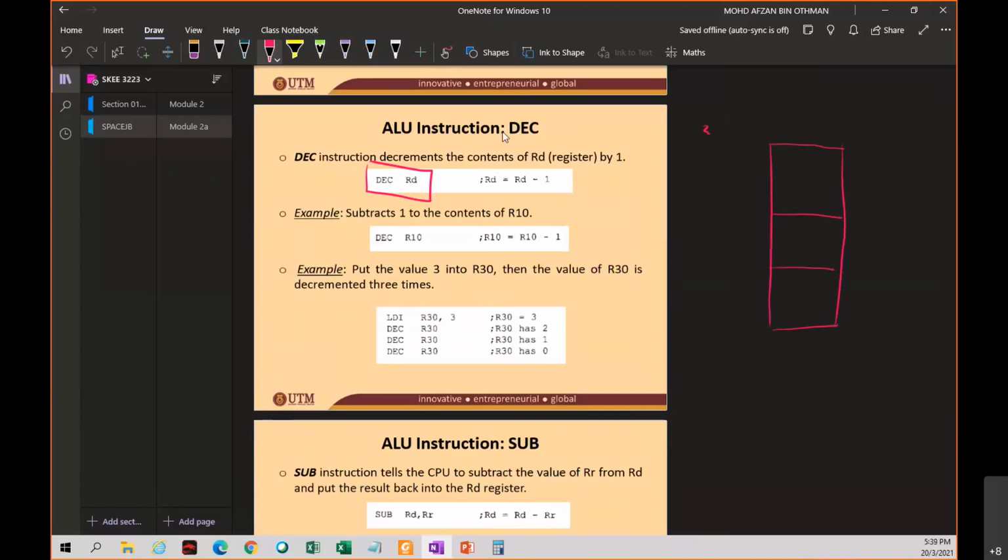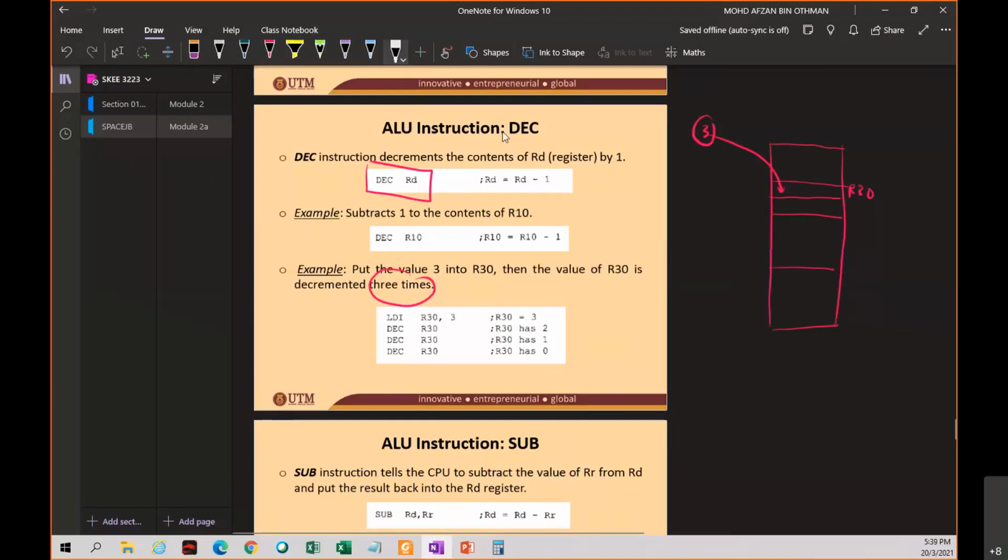Okay, you have number 3 from outside. You're going to put it into R30. So this is your R30, masukkan kat sini. And then after that, you're going to decrement it berapa kali? 3 kali. So how to do that?